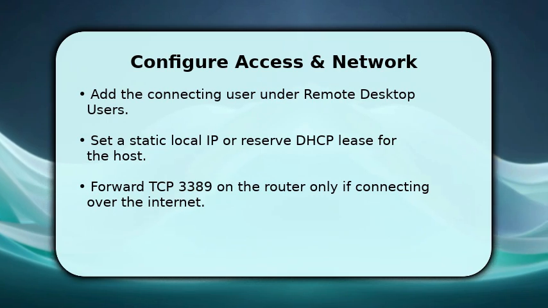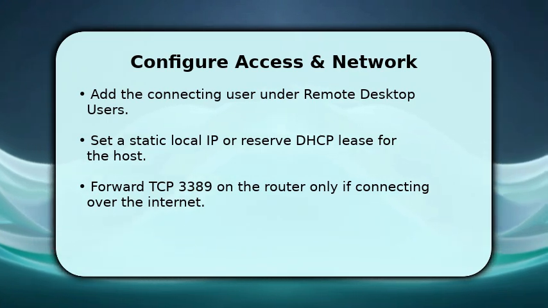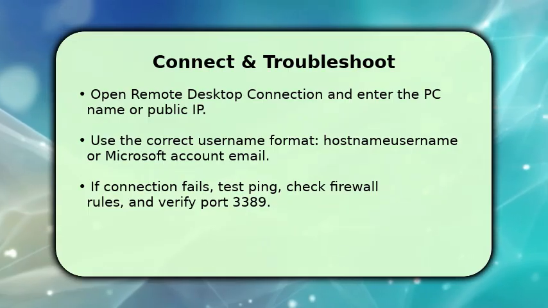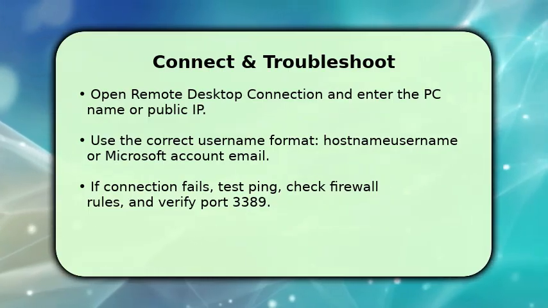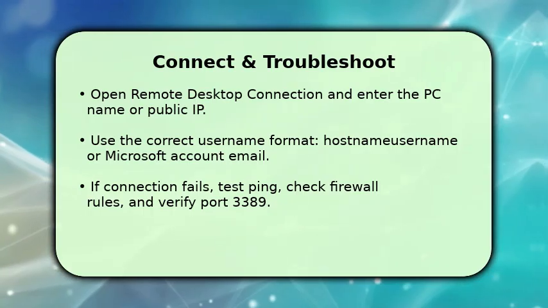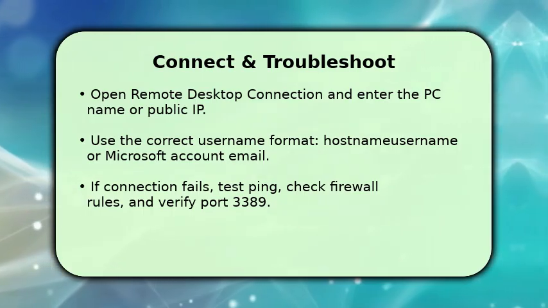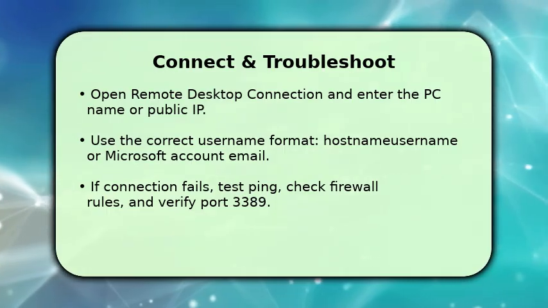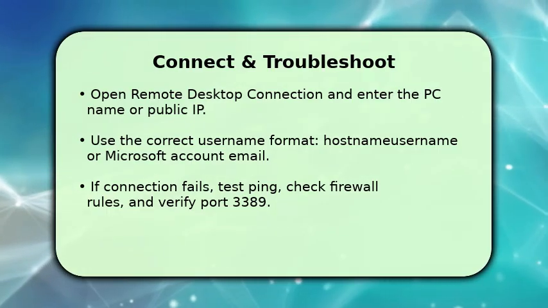Finally, on the client, open Remote Desktop Connection, enter the host name or public IP, and supply credentials using hostname/username or your Microsoft account email, then connect. If you used port forwarding, append 3389 to the IP if needed. Once connected, adjust display and resource settings for performance.